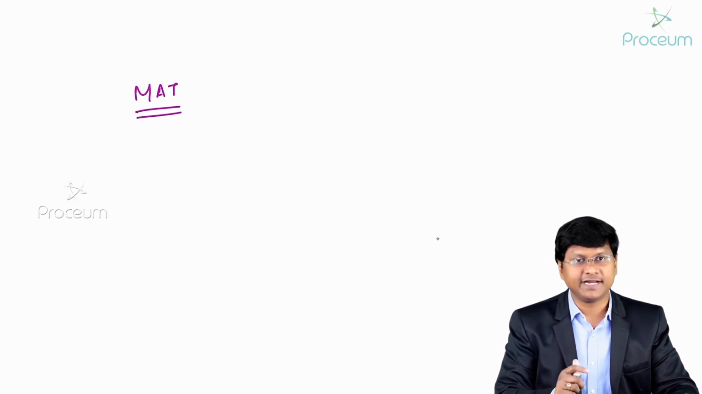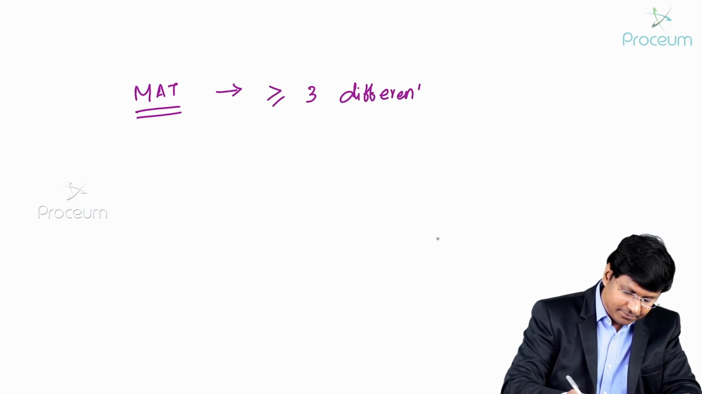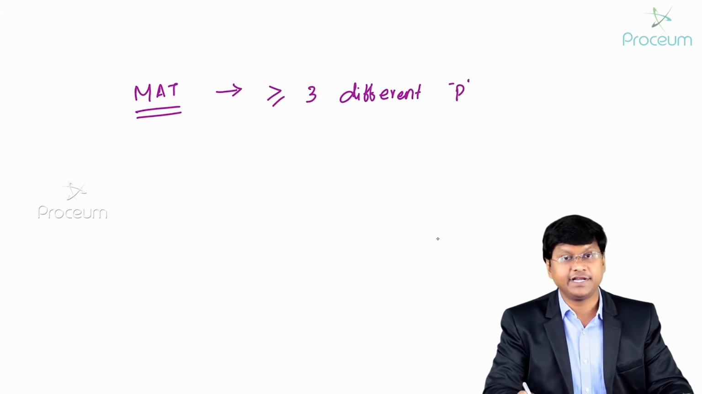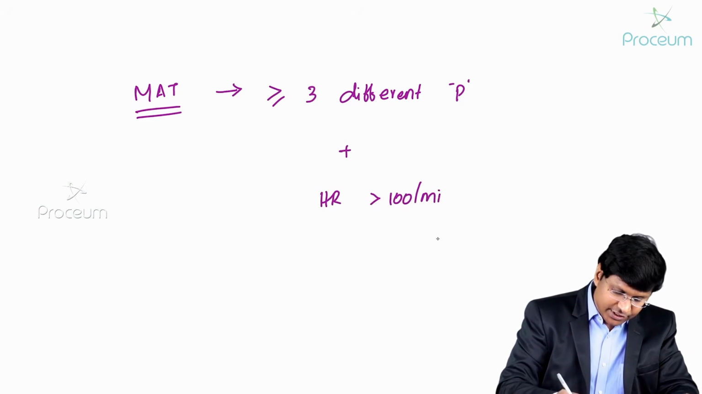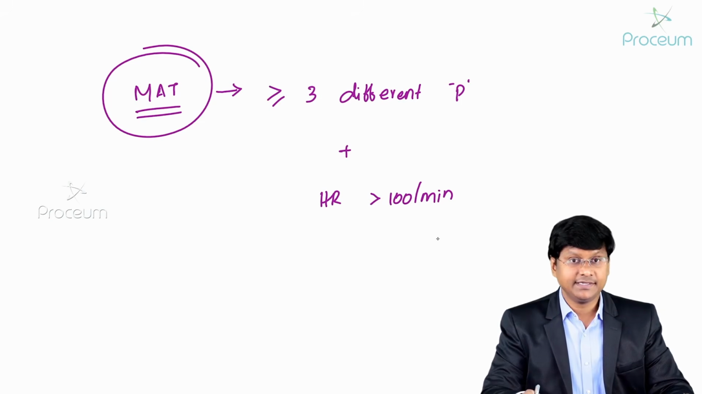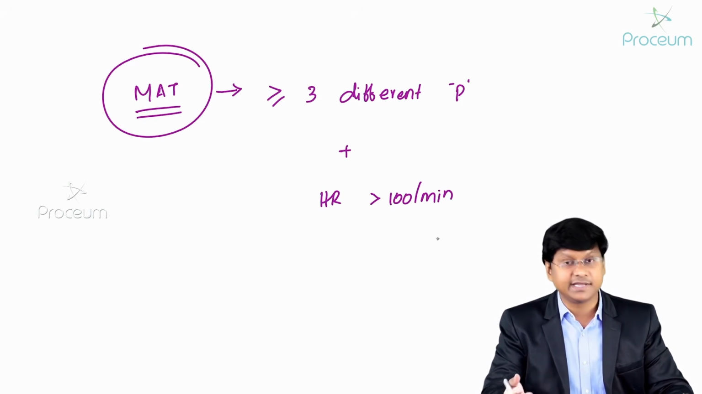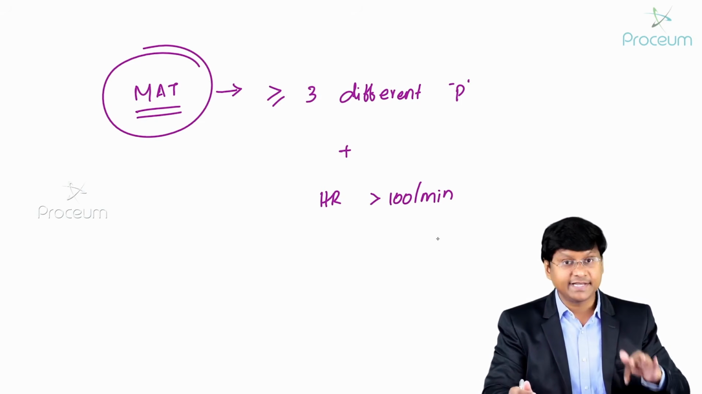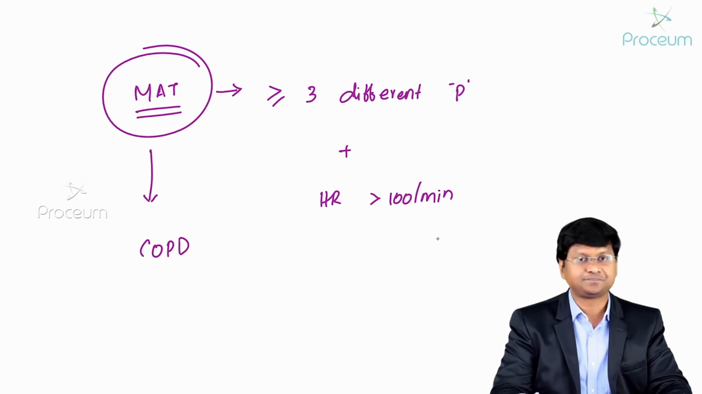Now, what is the criteria for MAT? There should be at least 3 different P wave morphologies. And along with that, the heart rate should be more than 100 per minute. That is what is called multifocal atrial tachycardia. And we have one more terminology called multifocal atrial rhythm. This is multifocal atrial tachycardia. It is more common in COPD patients.